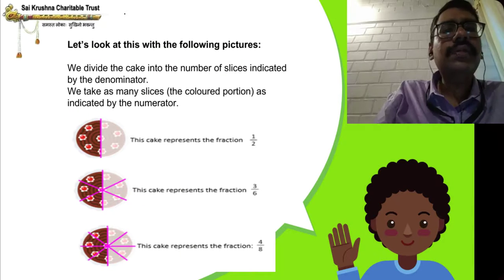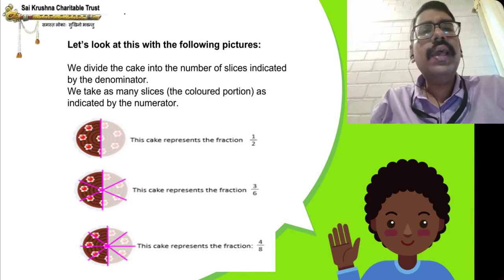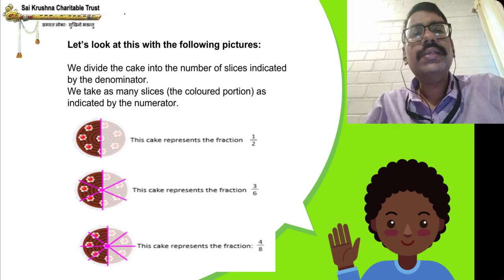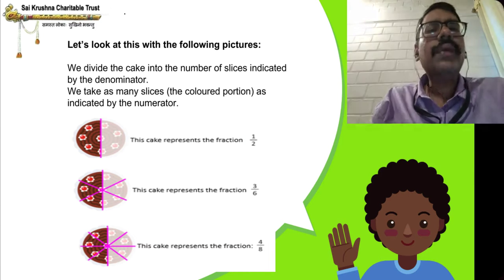Look at the following pictures. We divide the cake into the number of slices indicated by the denominator. Okay. So here, one cake is divided into two pieces. One part of the cake Ram ate. So what part of the cake did he eat? 1 out of 2. So the fraction can be represented as 1 by 2.